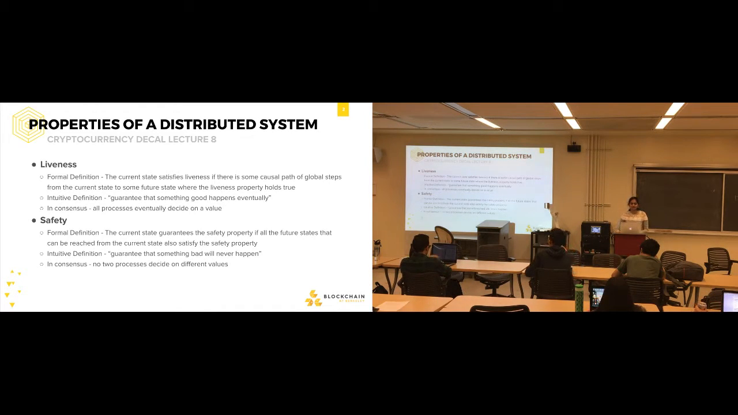Liveness basically means that a state satisfies a liveness property if there's a path from the current state to some future state where this liveness property also holds true. So a more intuitive definition of liveness is that something good will eventually happen. For example, a criminal will eventually be put behind bars, or in an Olympics race, an athlete will eventually win a gold medal.